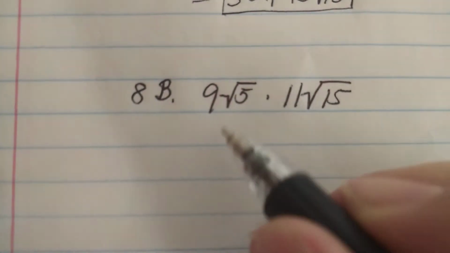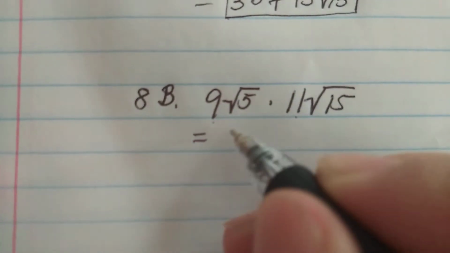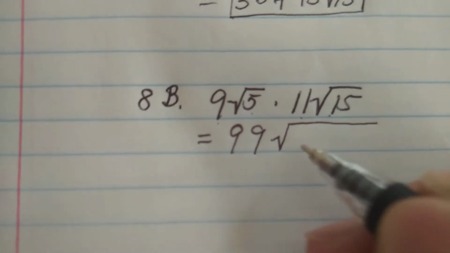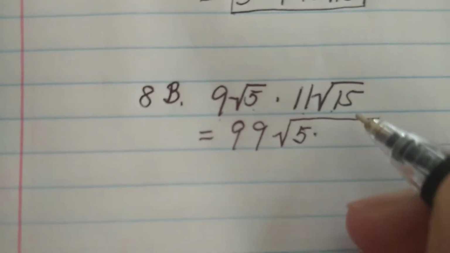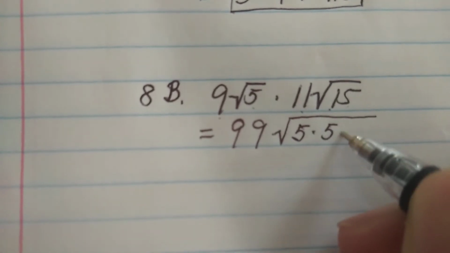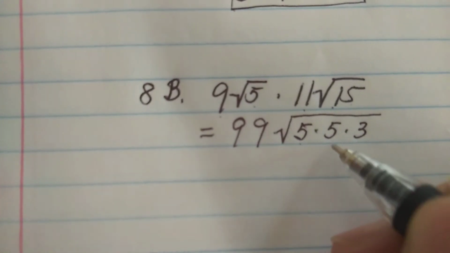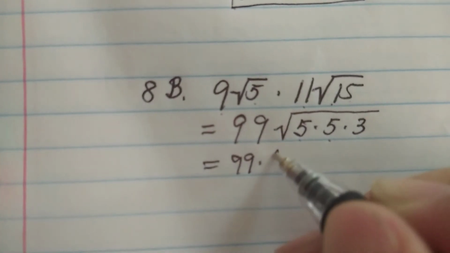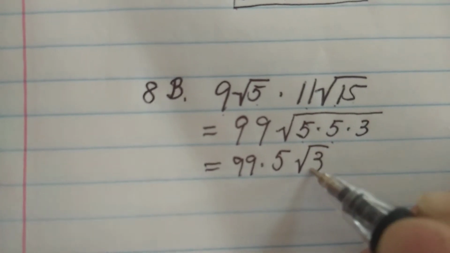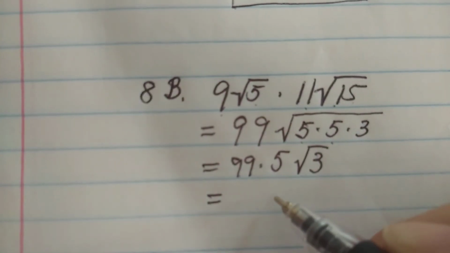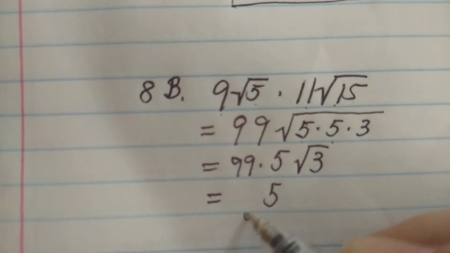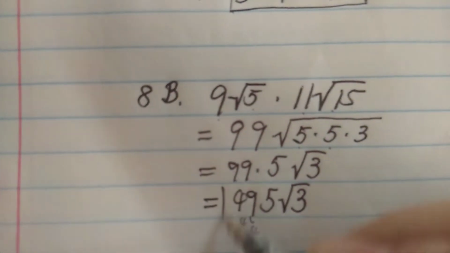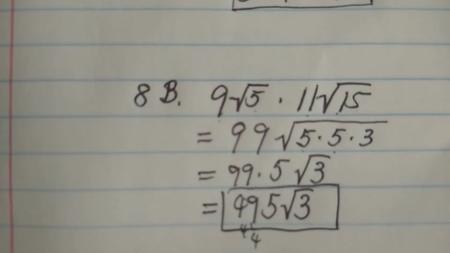Okay, here's another example. Again, 9 times 11, 99. And then we're going to combine these. I'm actually going to break this down to 5. And then for this 15, that's actually made up of 5 and 3, right? So these two actually now can come out of the radical. So it's 99 times 5, radical 3. And this is going to give you 495 radical 3.